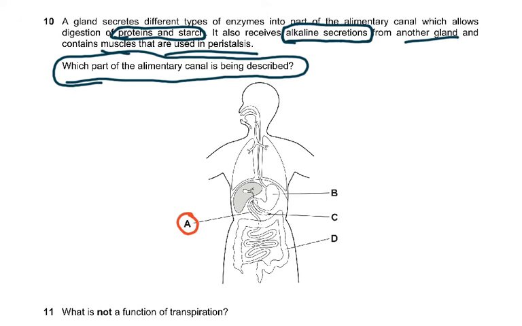B is the stomach. You have to remember, in the stomach the starch is not digested. C is the pancreas. Nothing is digested in the pancreas. It just produces the enzymes. And D is the large intestine, where there's no digestion. There's just absorption of water and all the salts.